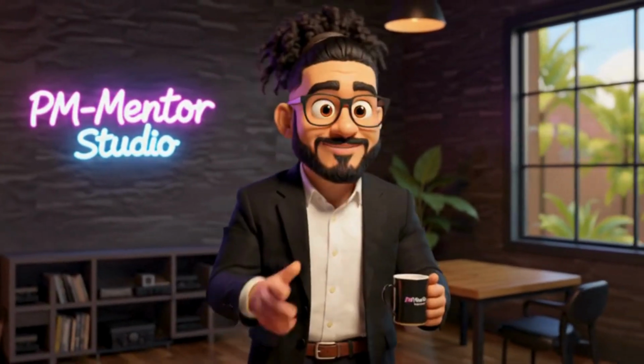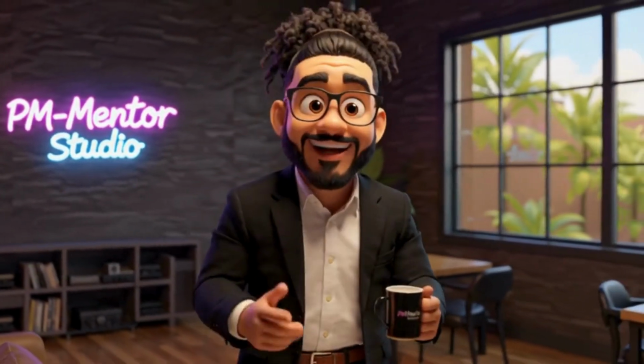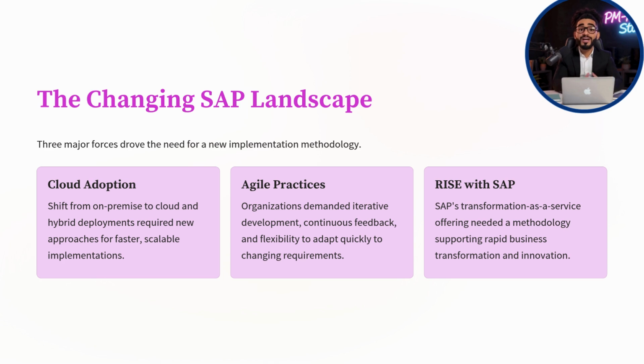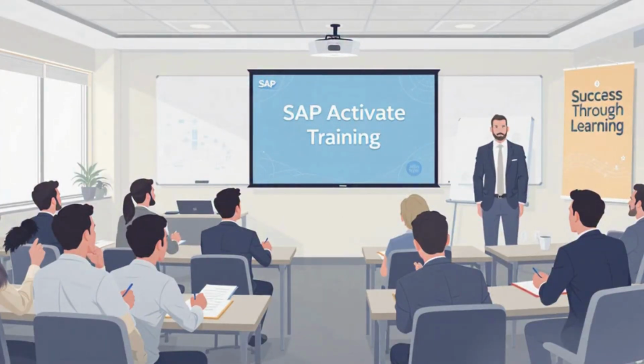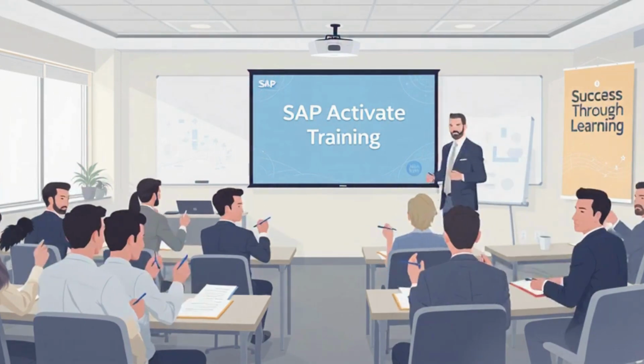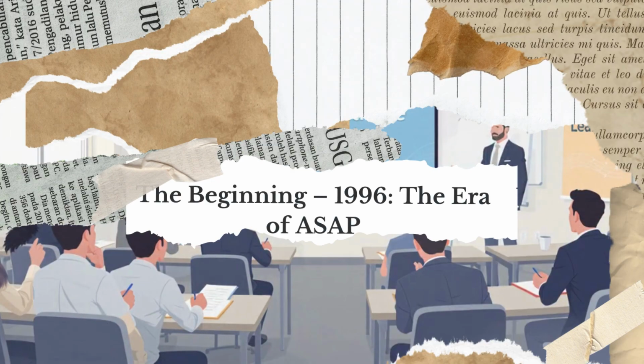Now let's walk through how SAP's implementation methodology evolved over the years, from the traditional ASAP methodology to the modern SAP Activate framework. Understanding this evolution is very important because it shows how SAP adapted to changing business environments, technology landscapes, and customer expectations. 1. The beginning, 1996, the era of ASAP.